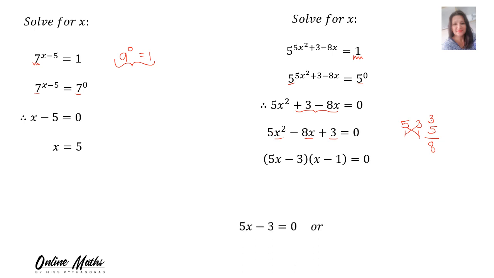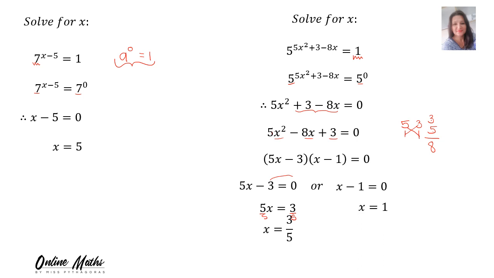And then you say 5x minus 3 is equal to 0, or x minus 1 is equal to 0. Let's solve x. 5x is equal to 3, so the negative 3 will walk across and it becomes positive 3. Divide by 5, divide by 5. x is equal to 3 over 5. And then the other one, where there's x minus 1, let the negative 1 walk across and it becomes x is equal to 1.